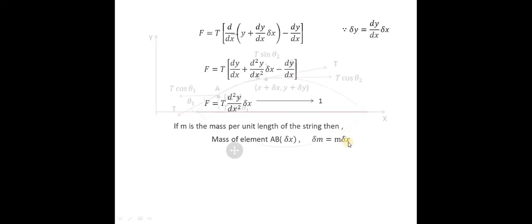Again, if we assume that small m represents the mass per unit length of the stretched string, then we can write the mass of the element AB which we have chosen, whose length is del x, equal to the mass per unit length into the length of the element del x. From the figure you can see this is the element del x of the stretched string.